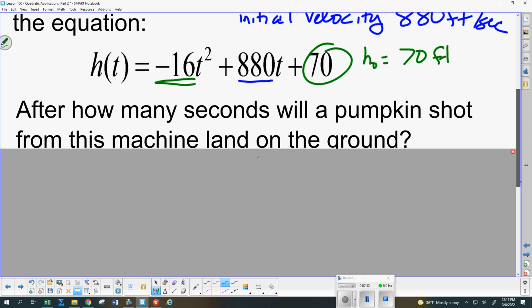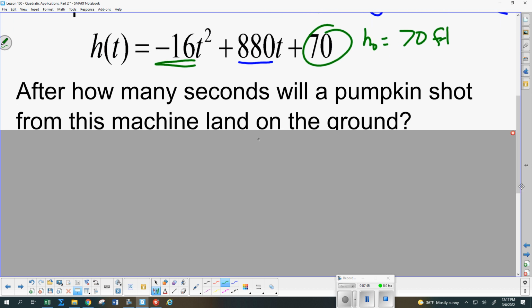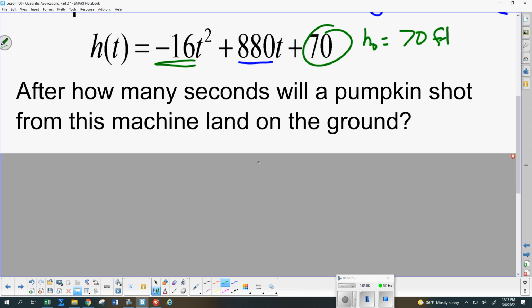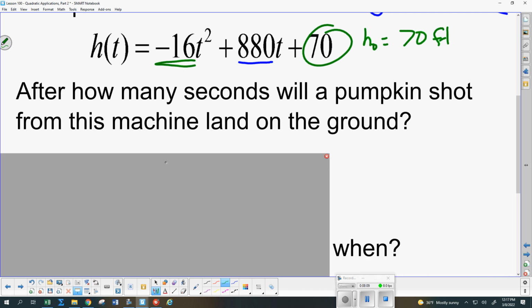Okay, in these problems, we're going to have an equation or give you enough information you can write the equation. And then there's a bunch of different kinds of questions we may ask. You always need to draw a picture that goes along with the problem and label any points that you need for answering the questions in this problem. So we want to know after how many seconds this will land on the ground.